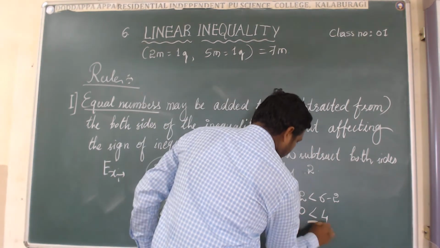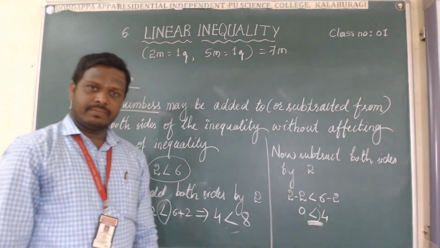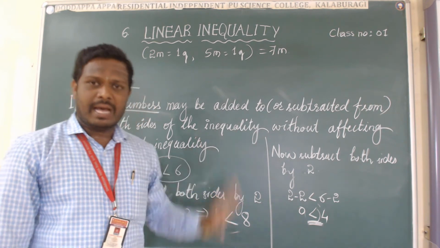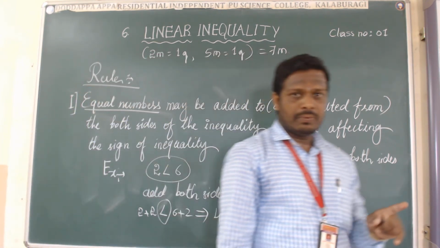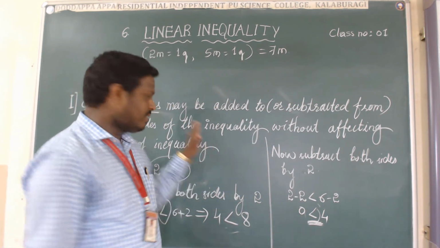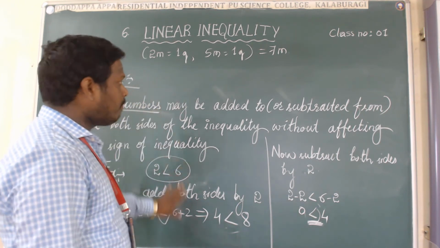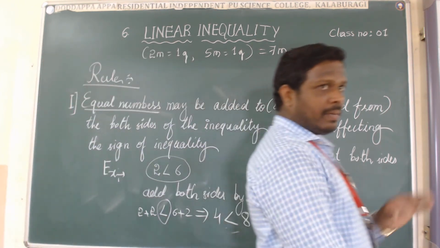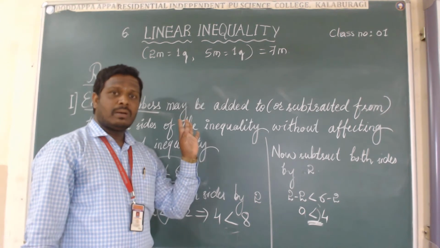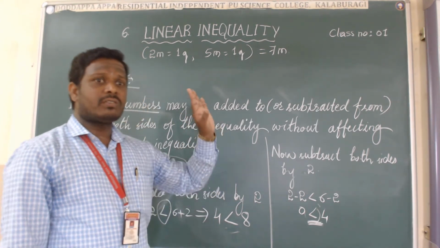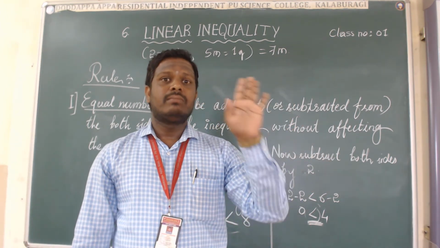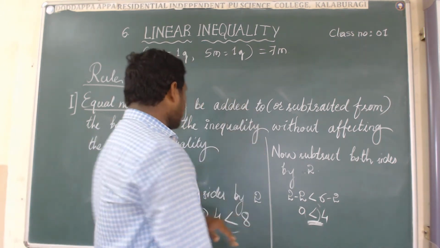The important point is this one. The sign of inequality does not change again. When we are doing addition or subtraction on both sides by the same value, equal value, then the sign of inequality will not change. Keep in mind. This is the main theme of this first rule. By getting the first rule, what will you understand? When we add or subtract on both sides by equal numbers, the sign will not change, it remains the same. Getting my point? Okay, let us come to the next point.